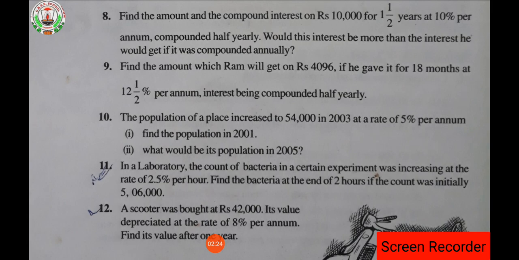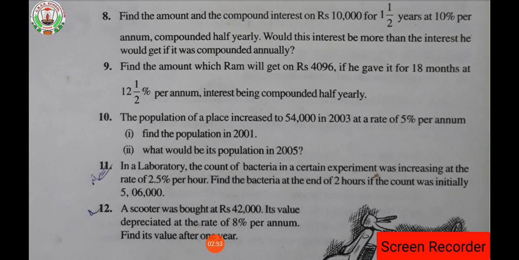In order to convert 18 months into years, we have to divide 18 by 12. Why is it so? Because 1 year contains how many months? 12 months. Then you have to find the amount which is compounded half yearly. As we know, in a half yearly case, time becomes double and rate is half. So applying that condition over there.